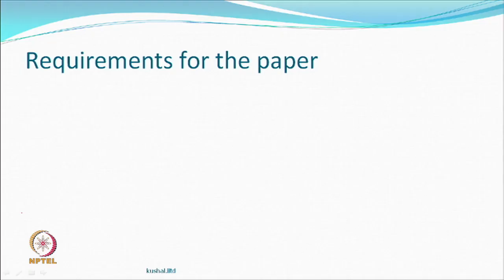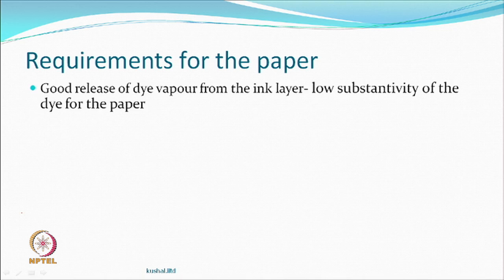So, continuing with the paper only. The expected thing is that it will have a good release of the dye vapor from the ink layer. So, there is a layer of ink. So, there is paper and there is ink. Now, you can start accepting that textile people call it a printing paste, the paper industry calls it ink.